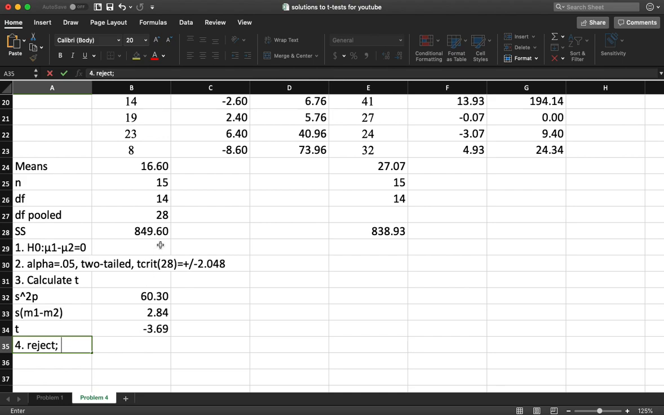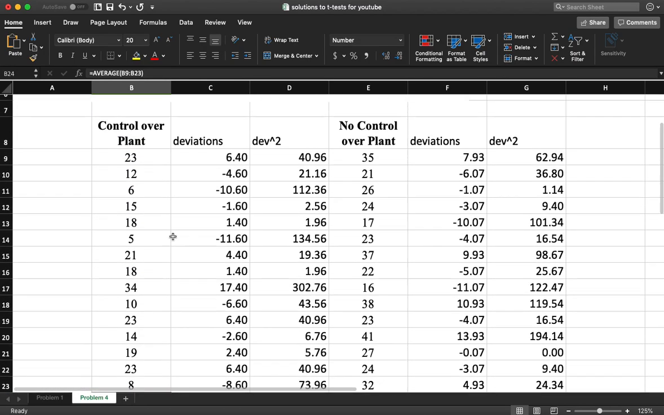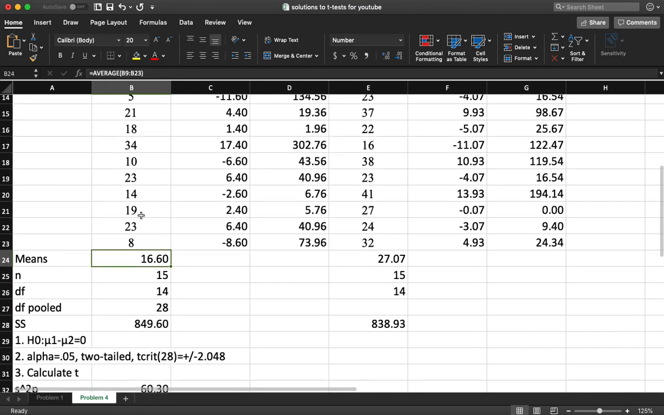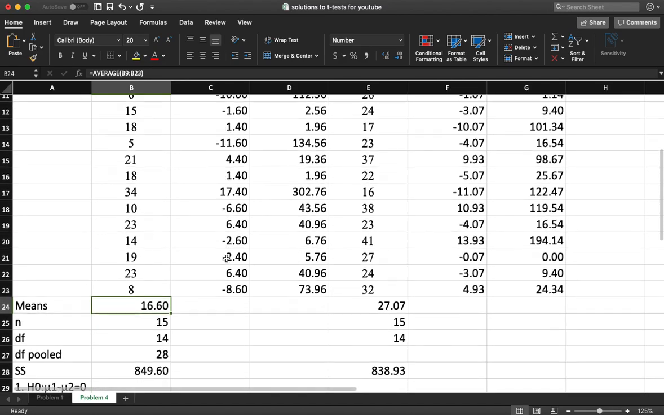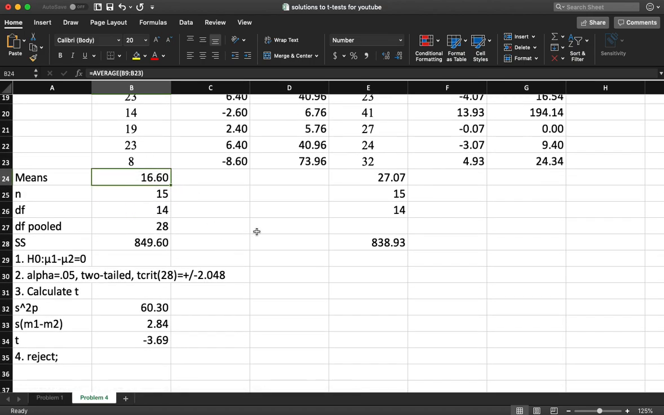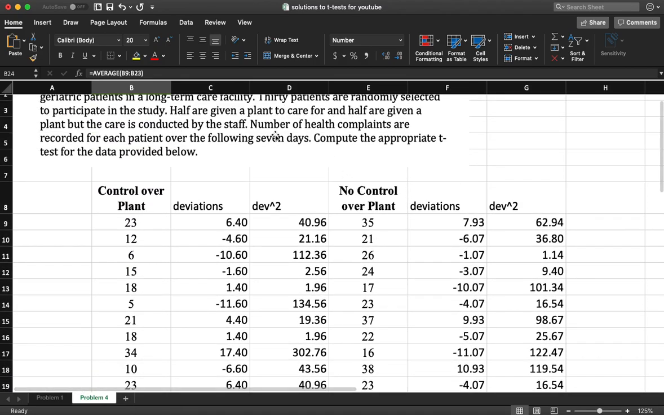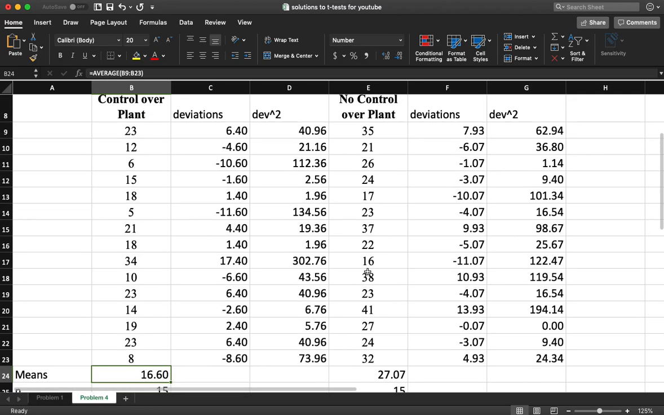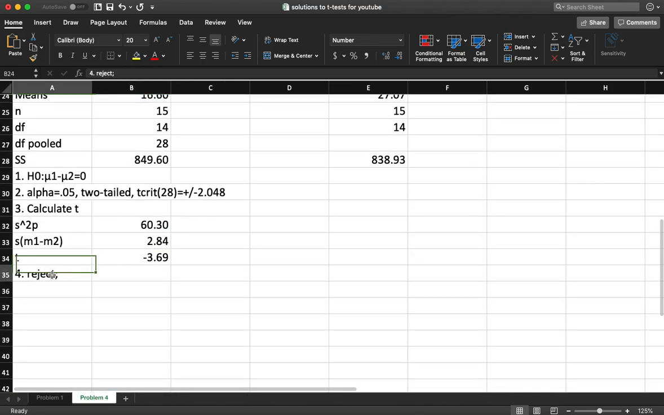And let's write that APA style sentence. Who had a mean of 16.60? Well, that's people who had control over their plant. And who had a mean of 27.07? They had no control. So it looks like, oh, we weren't measuring life satisfaction. What were we measuring? Number of health complaints. That's right. That was from an earlier problem. Number of health complaints. 27.07. Wow, in 7 days, that's a lot of health complaints. 27.07 if somebody else cared for your plant. 16.6 if you cared for your plant. We should give people plants.